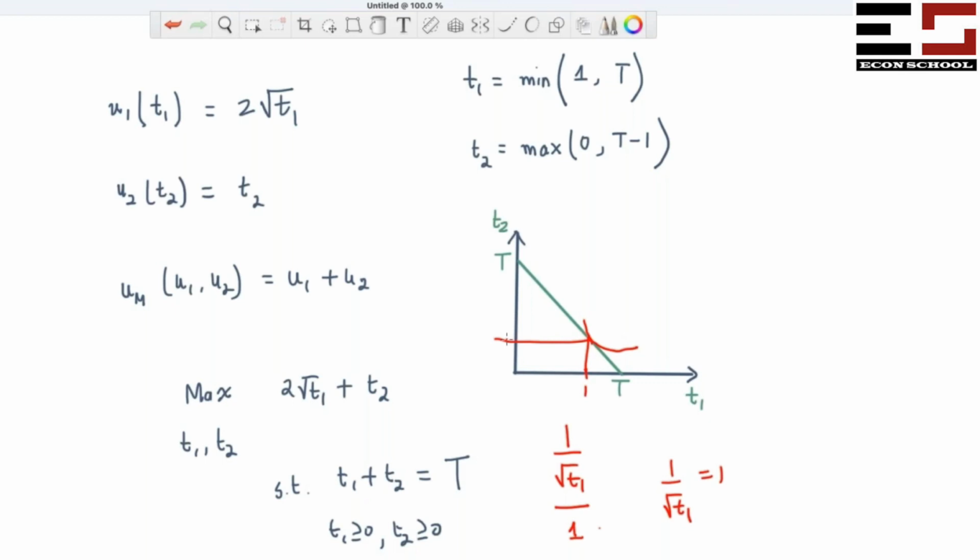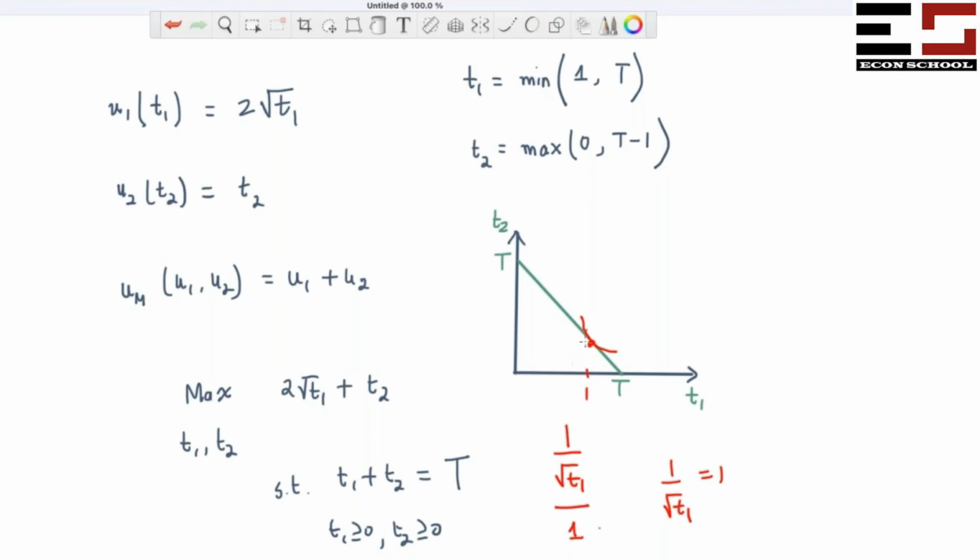Is this clear? Okay. Sir, could you please repeat this one? Yeah, so if T is greater than 1, then this is the optimal choice, right? Because it's feasible. So the slope of the IC will be equal to the slope of this line.